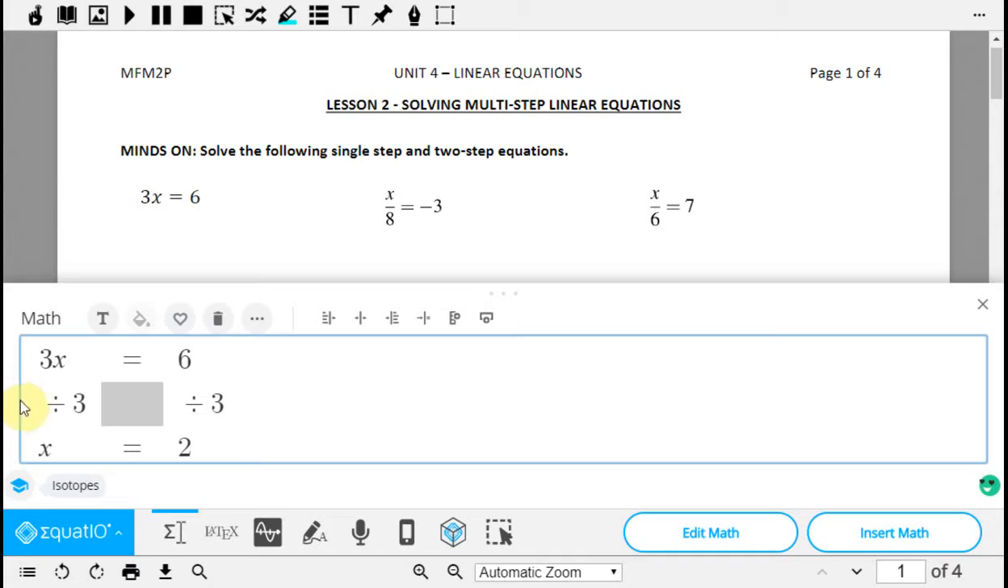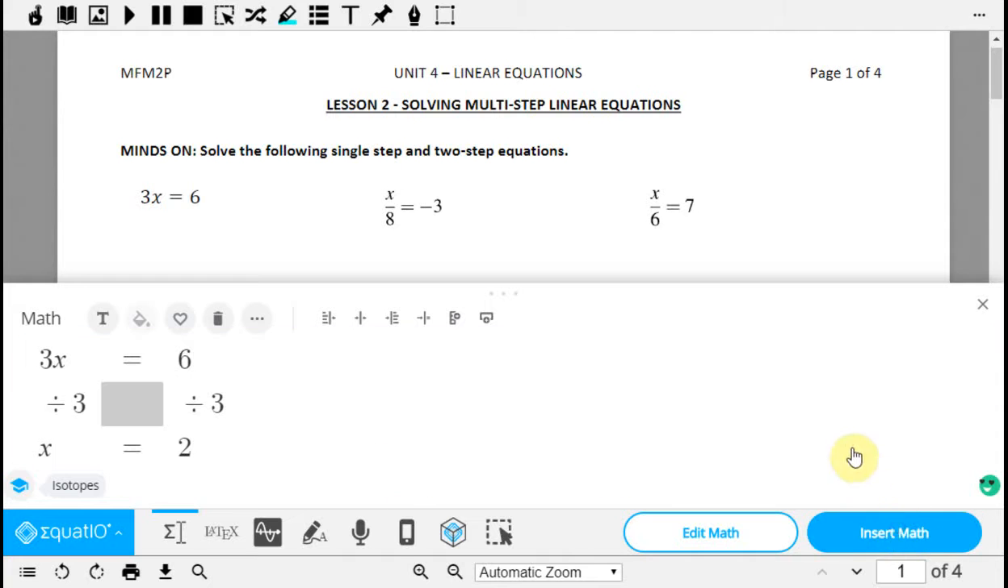And just to note that in the second line, because we were just doing operations on both sides, we don't put an equal sign there. These operations are what we're doing to this equation, and now we've got a new equation that's equivalent to the first one, so x equals 2, and that's the answer for the first.